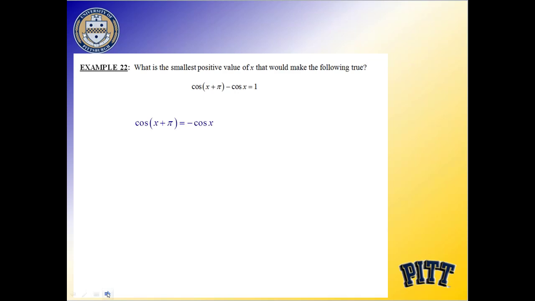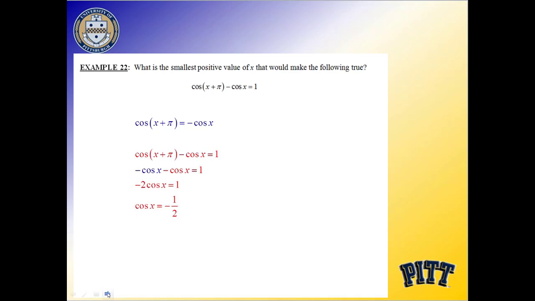So substituting, I can say negative cosine x minus cosine x equals 1. That gives me negative 2 times the cosine of x equals 1, which means the cosine of x would be negative 1 half. Now comes the question again. We're going to get more into this in chapters 5 and 6, where we start solving trigonometric equations.